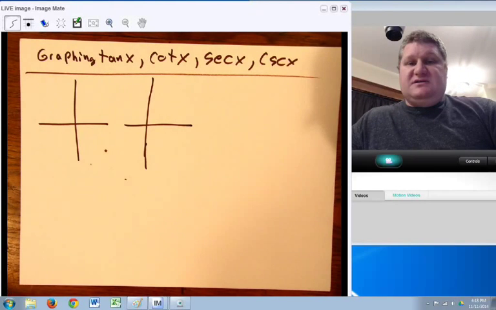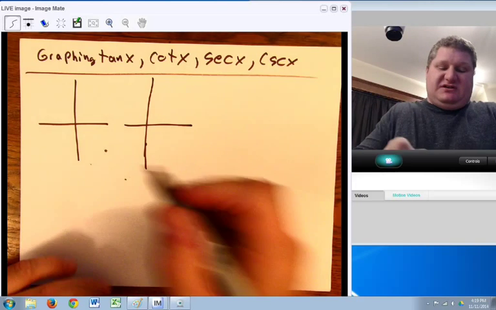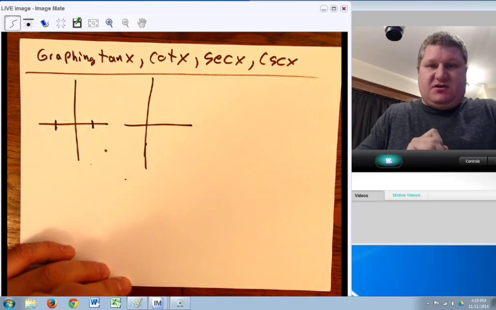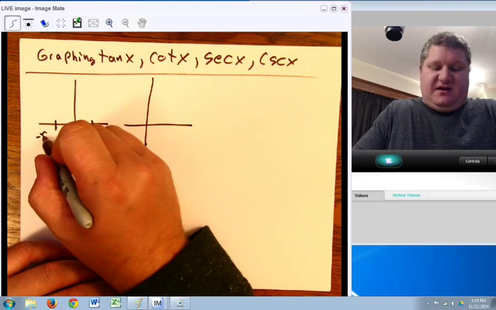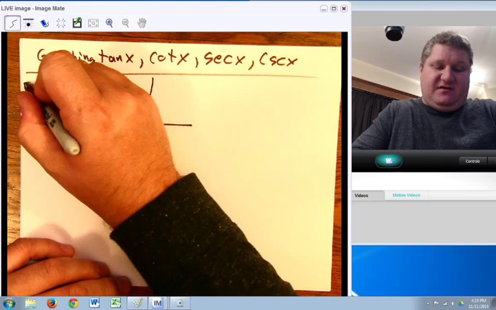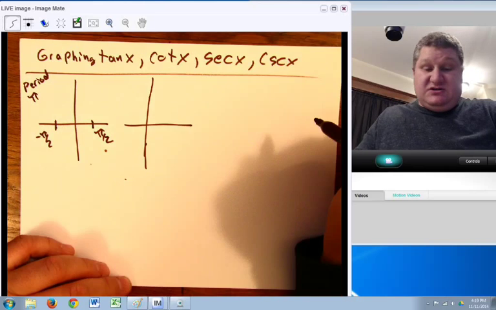Okay, let's take a look at graphing the other four trig functions. So we have sine and cosine taken care of, hopefully. So now we need to take care of tangent, cotangent, secant, cosecant. Now, tangent is going to be significantly different than sine and cosine. It's going to go from negative pi over 2 to positive pi over 2, which means it now has a period of just pi, not 2 pi.